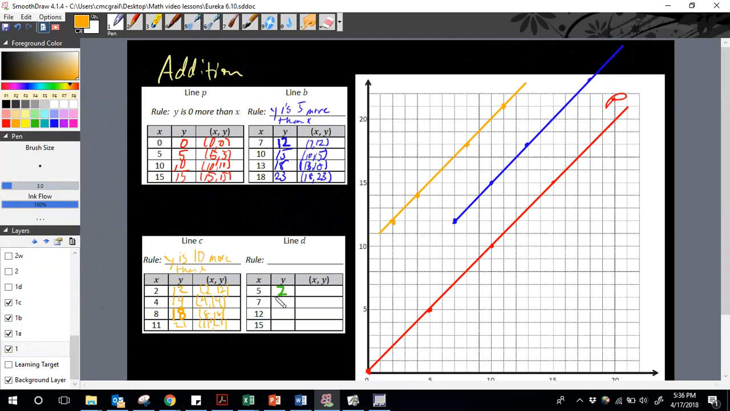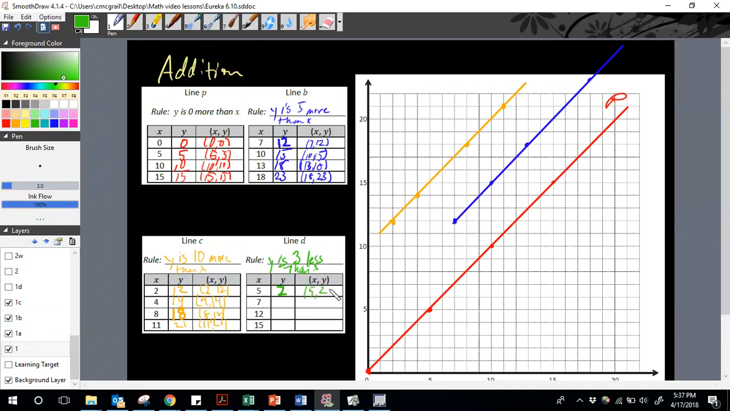When x is 5, y is 2. So this is actually the first one that we're seeing where the y coordinate is getting smaller. So that means that our rule is y is 3 less than x. So let's plot that.